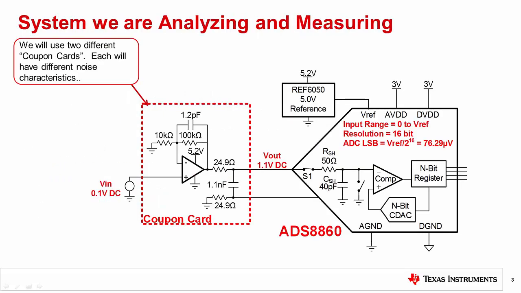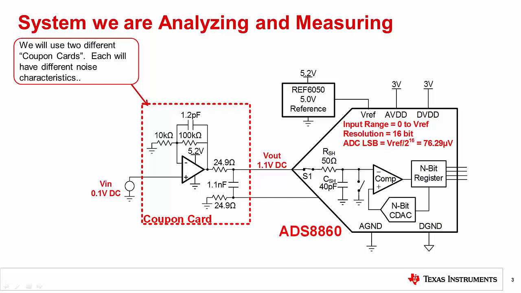The circuit we will analyze and measure is shown here. Two different noise coupon cards will be used to show the effects of changing feedback resistance on noise. The input signal is a DC 0.1 volt precision source. The output is the input multiplied by the gain, which in this case is 0.1 volts times 11, or 1.1 volts. Variations in this DC level are the noise that we will measure.